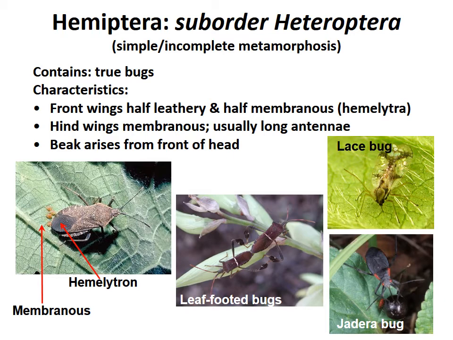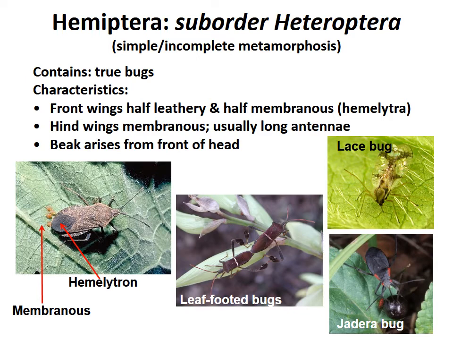Leaf-footed bugs get their name because the adults, if you look at their back legs, have a flattened femur. It looks a little bit like a leaf. On the upper right-hand side, a lacebug. These can be big problems with azaleas and some other plants. And bottom right-hand side, the Jadera bug.